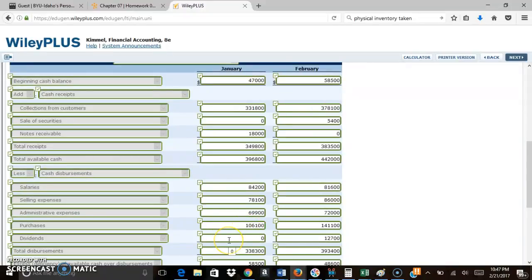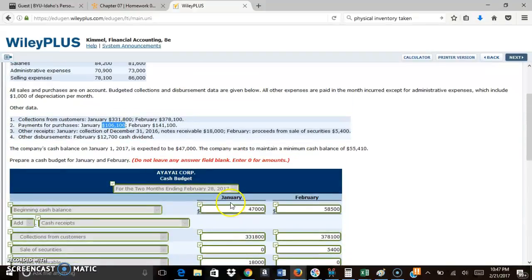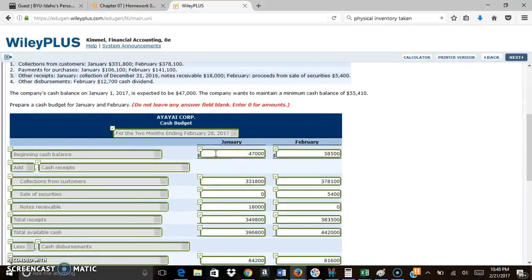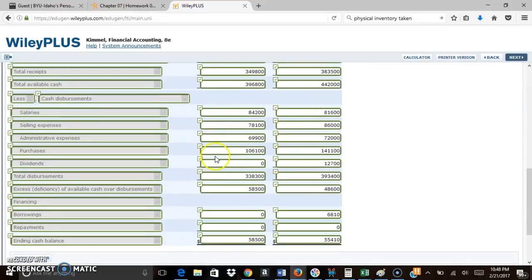And the next thing that we input is what the book says, like purchase of truck, income tax expense, things of that nature. And the only thing I could find was dividends, because they give us some information for the dividend, on number 4 for other disbursements, which is only for February for 12,700. So we put 0 for dividends and we carry that 12,700 over into February.